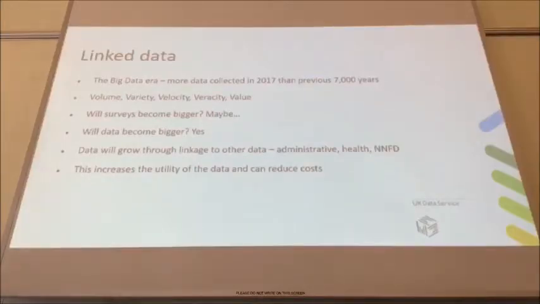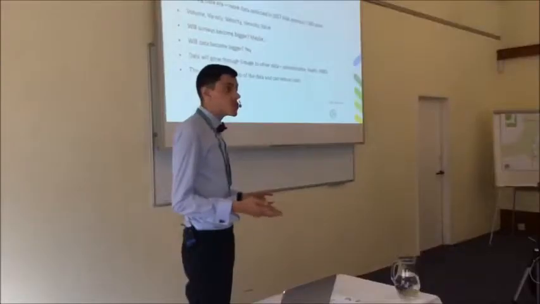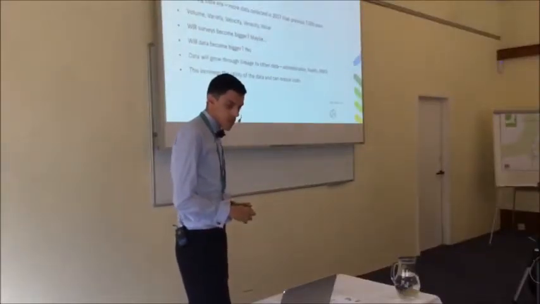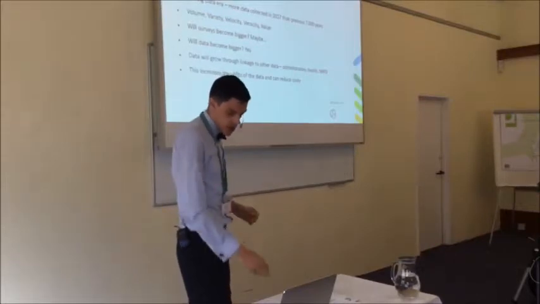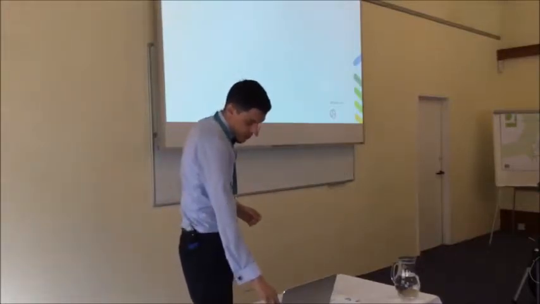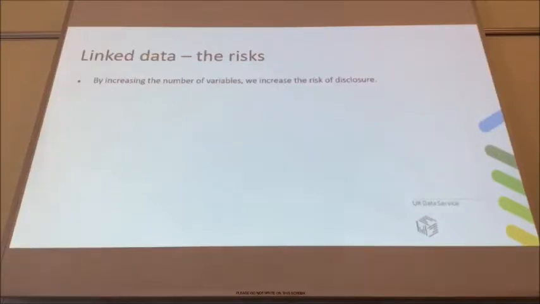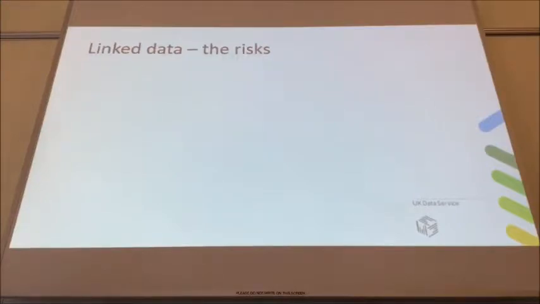Now, this obviously has benefits. You get a much richer data set, and it can reduce some of the costs because you're not having to recollect the same sort of social information or information which has been collected through administrative sources. And that can be really useful when you're thinking about linking data together. The problems, though, are that if you increase the number of variables included in the data set, we increase the risk of disclosure, so being able to identify people within a study. So we've got a little example of that.